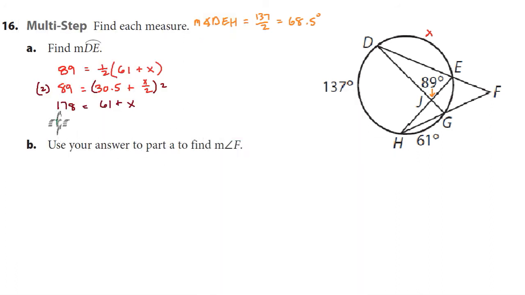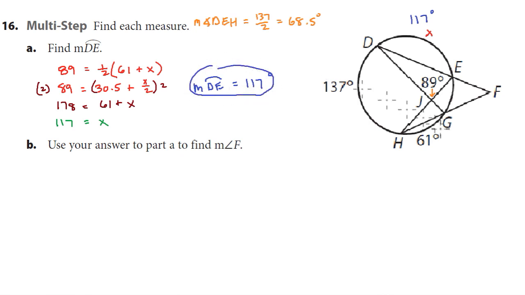So I've got 117 equals x. So I just found what this value is. The measure of arc DE, let's write that in blue. The measure of arc DE is equal to 117 degrees. So I'll write that in here, 117 degrees. So there's my first answer.